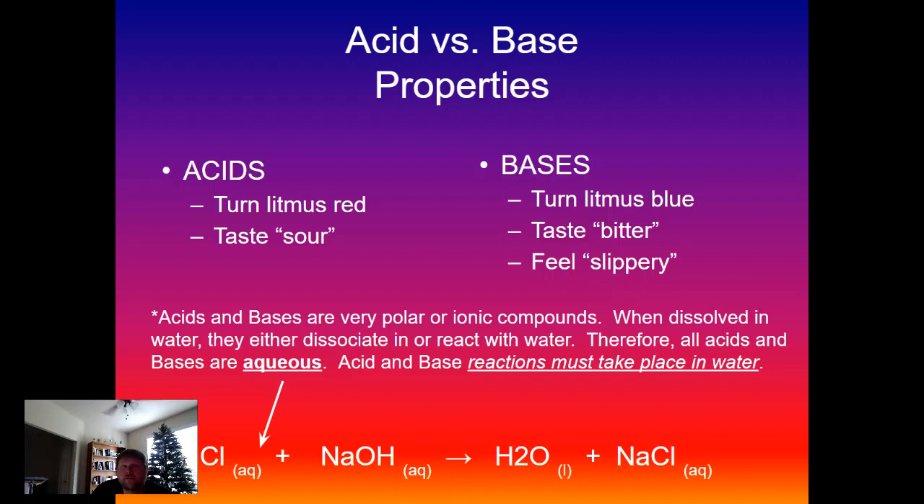Also, acids and bases interact uniquely with this natural compound called litmus. And we make litmus paper out of this natural compound now, or at least we dye the paper with litmus. When litmus comes into contact with an acid, it turns red, so it's an indicator. And in the presence of a base, the litmus turns blue.